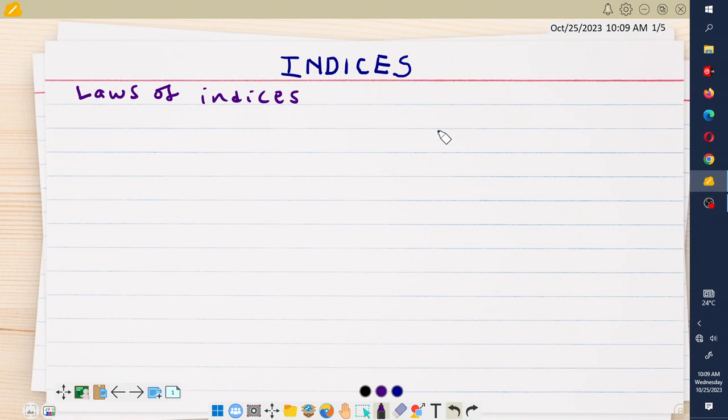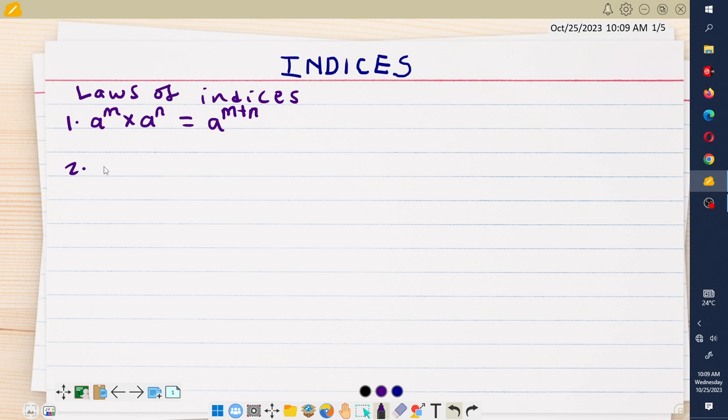We are looking at a given Form 2 topic which is called indices. So let's start by looking at the laws of indices. The first law of indices states that whenever you have a to the power of m, then you multiply by a to the power of n, this should give you a to the power of the sum of those particular powers, so m plus n.